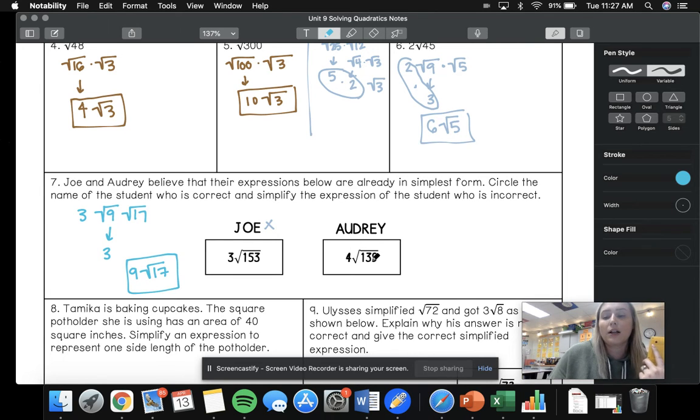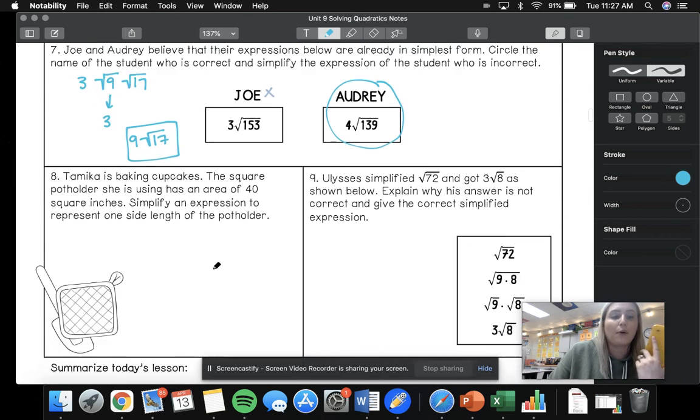Now with Audrey, let's just see and make sure that she is also correct. So what I'm going to do is I'm basically just going to divide by some perfect squares. I'm going to divide by 4, I get a decimal. Divide by 9, I get a decimal. Divide by 16, I get a decimal. Divide by 25, I get a decimal. And I'll divide by 36. So it does not look like it can be any further simplified. So Audrey is actually correct. She had simplified it already. Joe had to keep going.